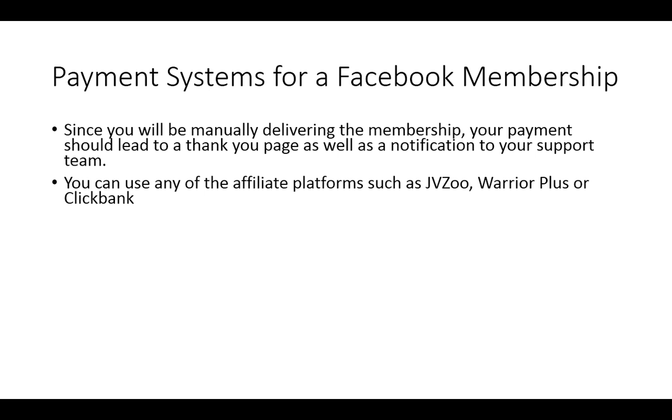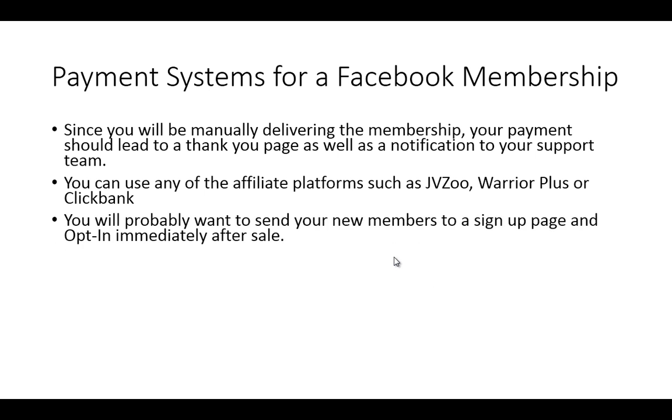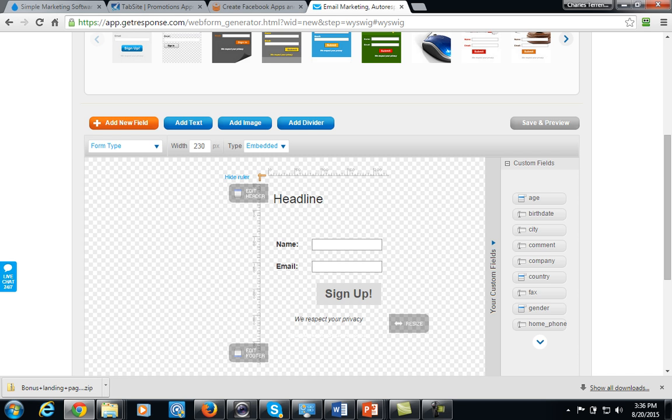Now, that's where we want to talk about how you want to make this transition from your members paying and then quickly getting into the membership content. You want to send your members to a sign-up page and an opt-in immediately after the sale. This is pretty important, and you can actually use your autoresponder to do this, and I'll show you how to do that right now. You're looking at the page creation or the field creation space inside of GetResponse. It's the same in just about any other autoresponder. You can add some additional fields there if you want to. Pretty much all you're going to need is the name and email address.